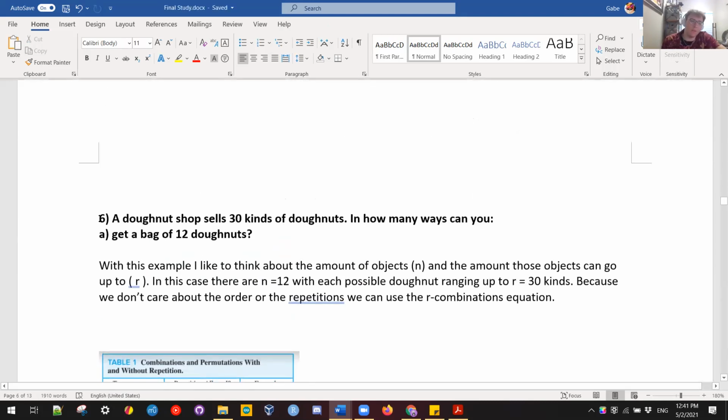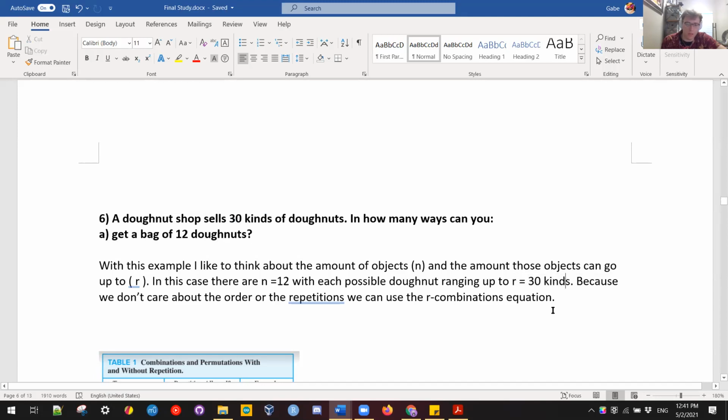Okay, donuts. I love donuts. A donut shop sells 30 kinds of donuts. In how many ways can you get a bag of 12 donuts? Okay, so for this, I like to think about the amount of objects, n, and then how much those objects can go up to, which is r. That's how I like to think about it. So in this example, we have n objects, which are 12 donuts, and all of those can go up to 30 different kinds. So each donut has a possibility of being 30 different kinds.